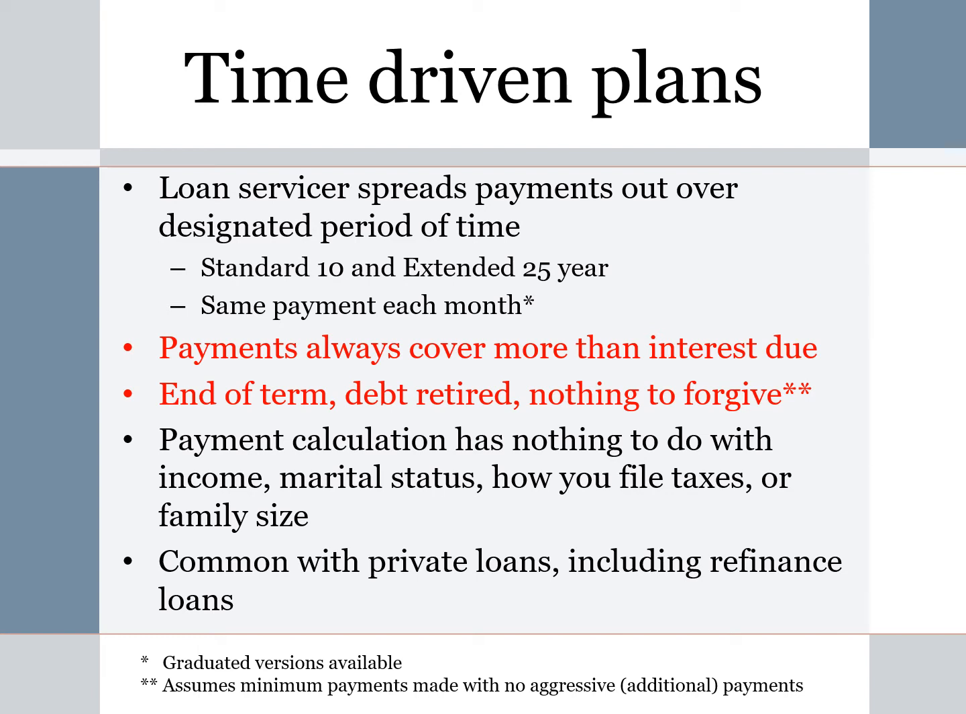Now, look at that third bullet, very important. At the end of the term, if you just make the minimum payment under either the 10-year plan or the 25-year plan, at the end of the term, the debt is gone. There is nothing to forgive. So if you use a time-driven plan, you need to not be thinking about the public service loan forgiveness program. This is like a mortgage. If you did a 15-year mortgage and you made the minimum payment, at the end of 15 years, the bank has been paid off and that house is yours.